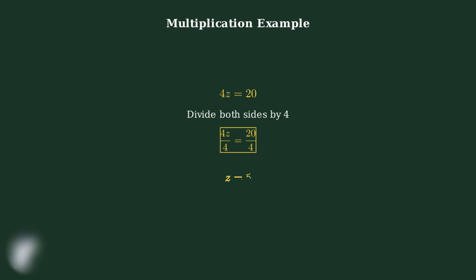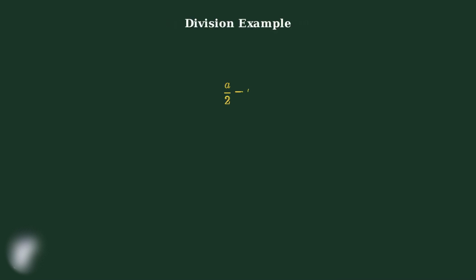When we divide 4z by 4, the 4's cancel out, leaving us with just z. On the right side, 20 divided by 4 equals 5. Therefore, z equals 5. Now let's look at division equations.